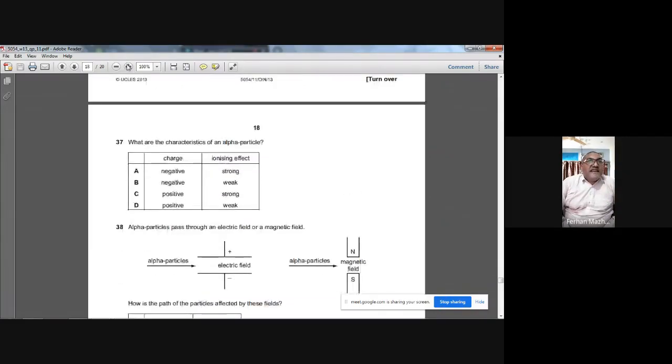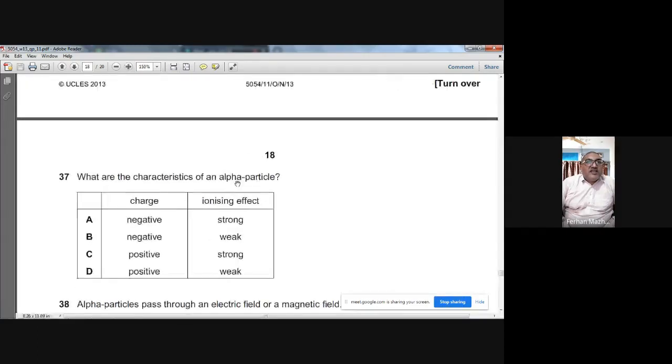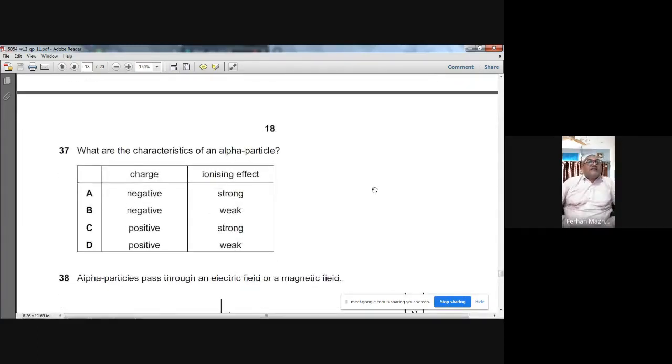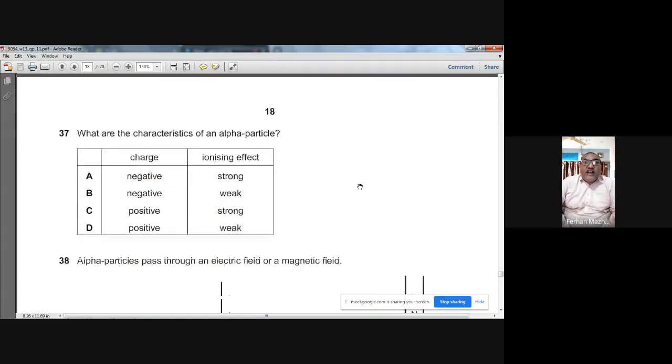Question number 37. You see question number 37 on screen. What are the characteristics of an alpha particle? An alpha particle is like a nucleus of helium. It has very strong ionizing power, very low penetrating power, and it is positively charged. So its ionizing effect is very strong. So question number 37, the option is C. It is positively charged and it has a strong ionizing effect.